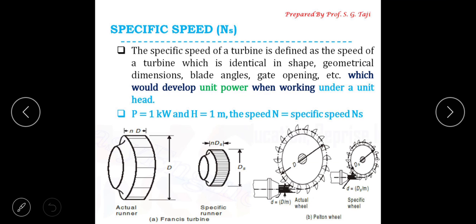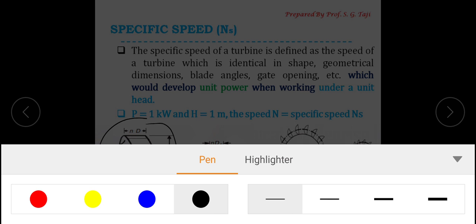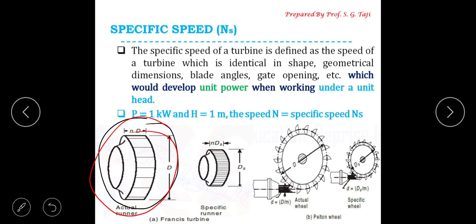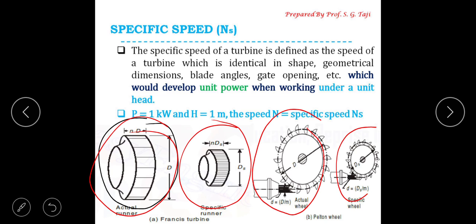You see the figure here, first of all, before we go in detail. This is the Francis turbine, actual. Let us change the color because that is also black, this is also black. These are the dimensions for the actual turbine. That is the runner. These are the dimensions for a specific runner of the Francis turbine. Similarly, this is the actual, and this is the specific of the Pelton wheel, the dimensions. Okay. Now, what is specific speed?